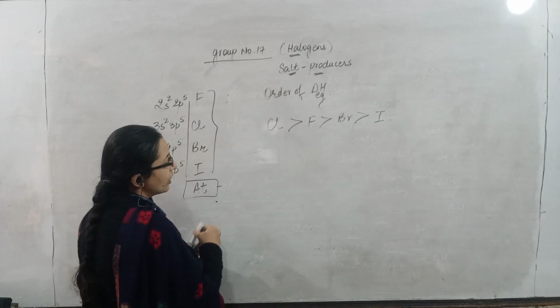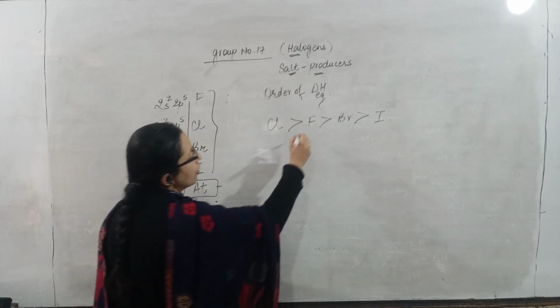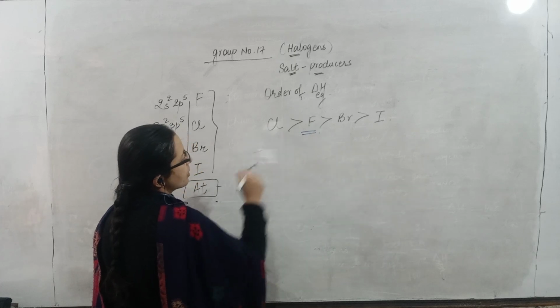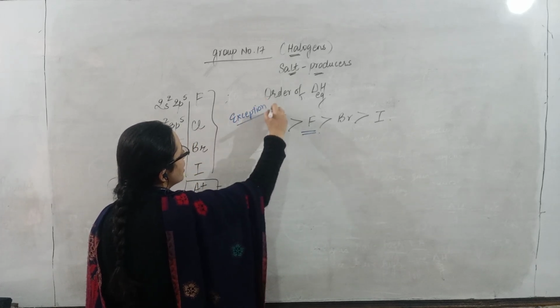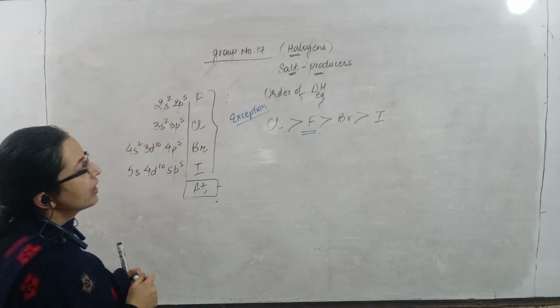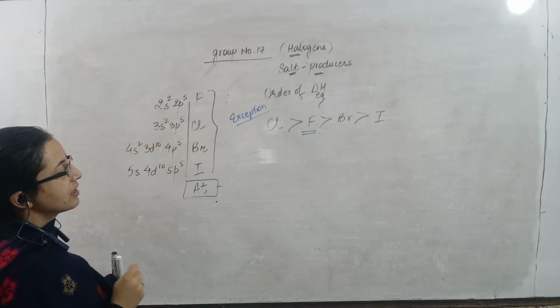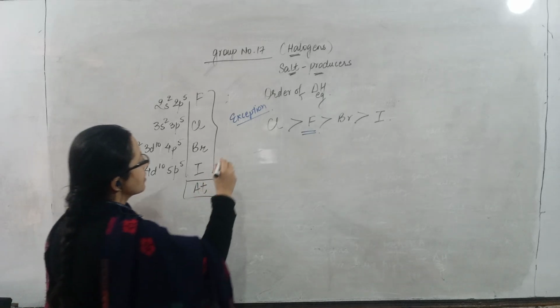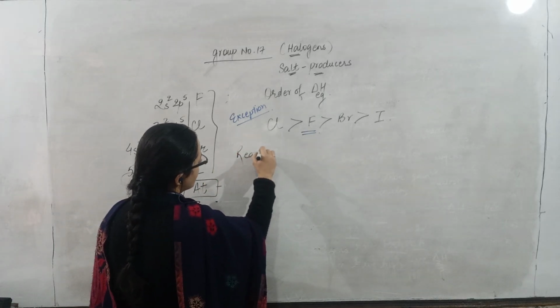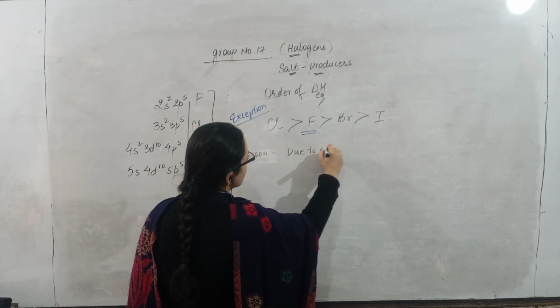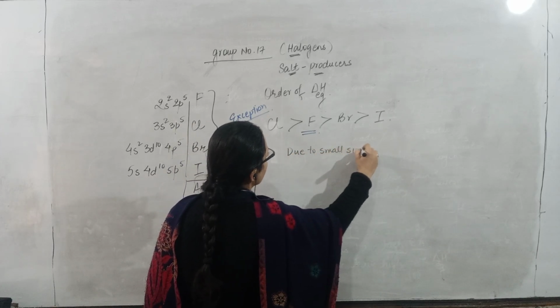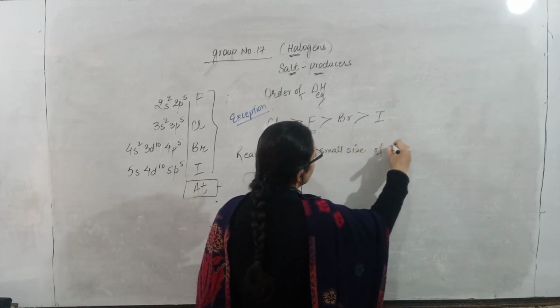So where should fluorine have been? First, but as an exception fluorine is present after chlorine. So remember it as an exception. The electron gain enthalpy of fluorine is less than chlorine. Now what is the reason? The reason is the small size of the 2p orbital.